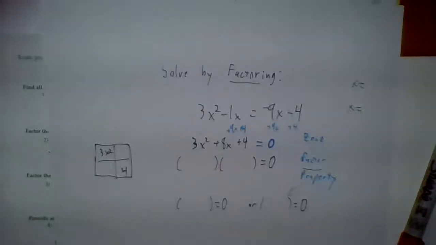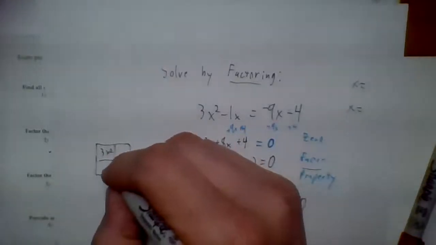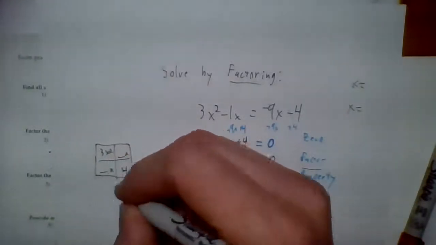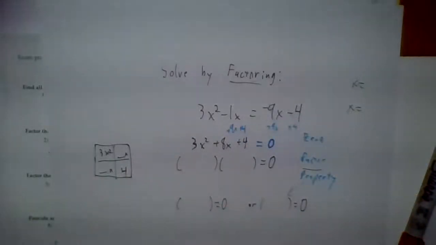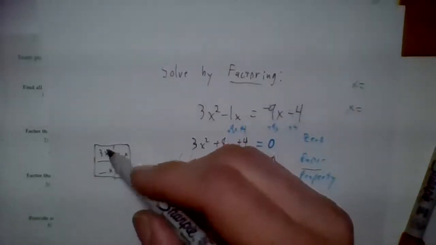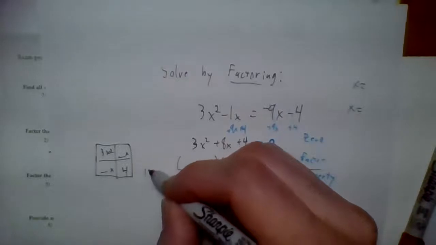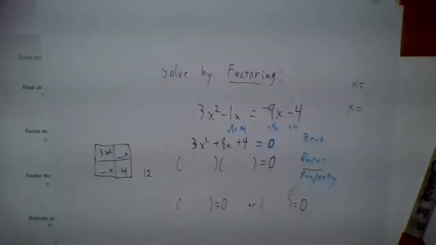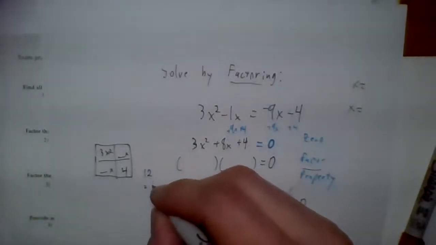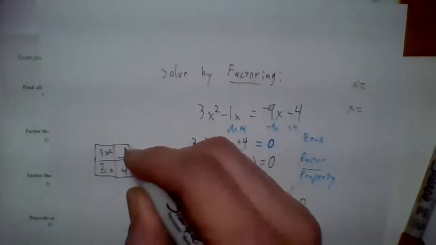3x squared and the 4 go in place, and the other terms have to be x terms adding up to 8. So I need numbers that add up to 8 and multiply to 12, because 3 times 4 is 12. It's all plus this time. There's no negatives to worry about in the factoring. Positive 12, numbers that add up to positive 8 are just 2 and 6. It's 2 times 6, so this is 2x and 6x.